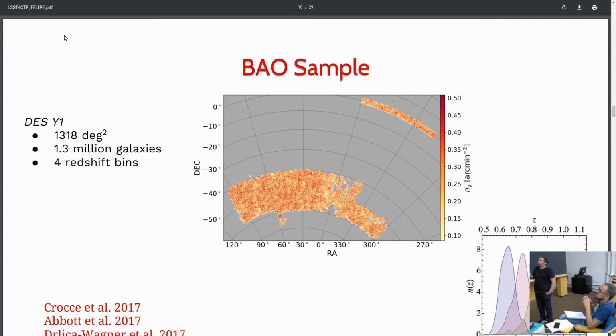Those who work with DES are very familiar with this. This is our BAO sample. It covers almost 1,500 square degrees with 1.3 million galaxies divided into these 4 redshift bins, as we can see in Crocce et al., Abbott et al., and Drlica-Wagner et al.